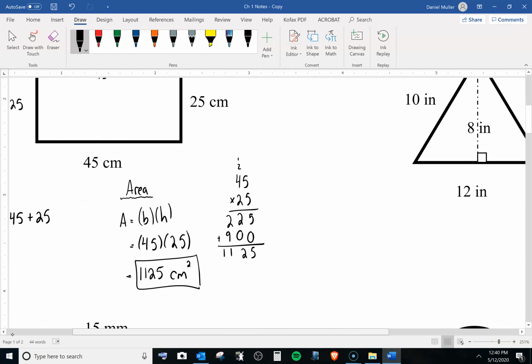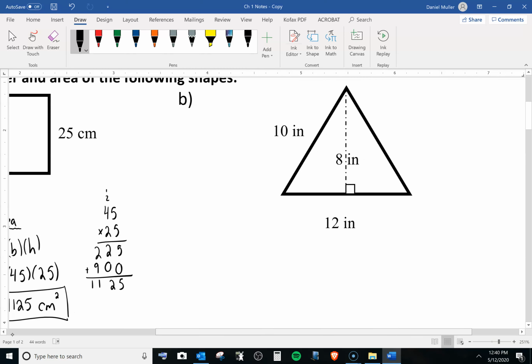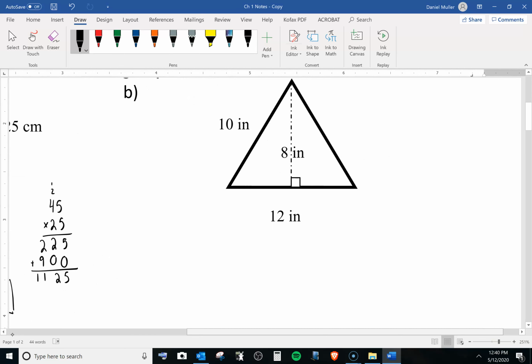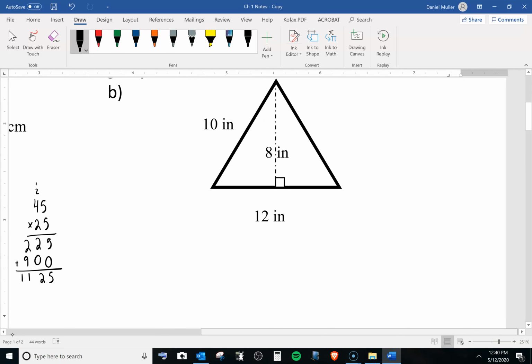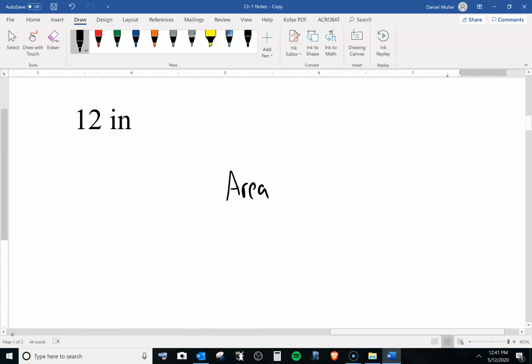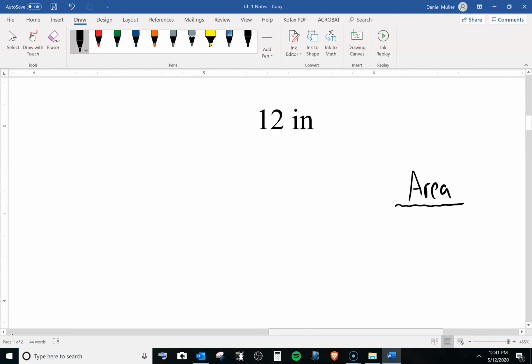The second one here is a triangle. So the triangle is going to have a formula for area that you're going to have to memorize. And perimeter, well, perimeter doesn't really have formulas, just because, I mean, there are, but I've never used them. I just count up all the sides. So there's area, and we should have perimeter.